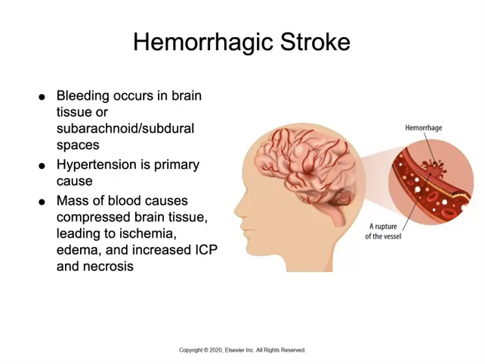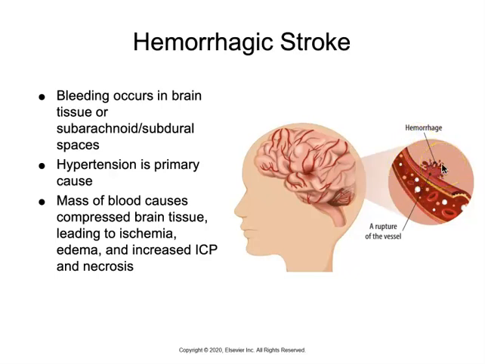More about a hemorrhagic stroke. This is going to occur when the bleeding happens within the brain tissue or in the subarachnoid or subdural spaces. The primary cause is typically hypertension, which starts to weaken the blood vessel walls and makes them prone to rupture, like you see pictured over here.